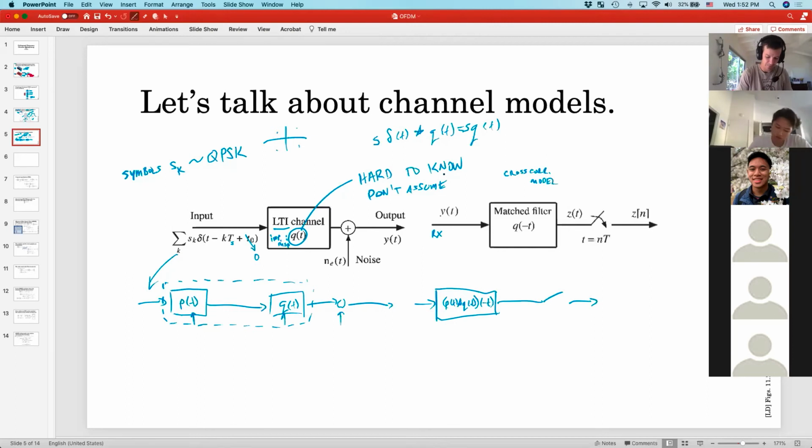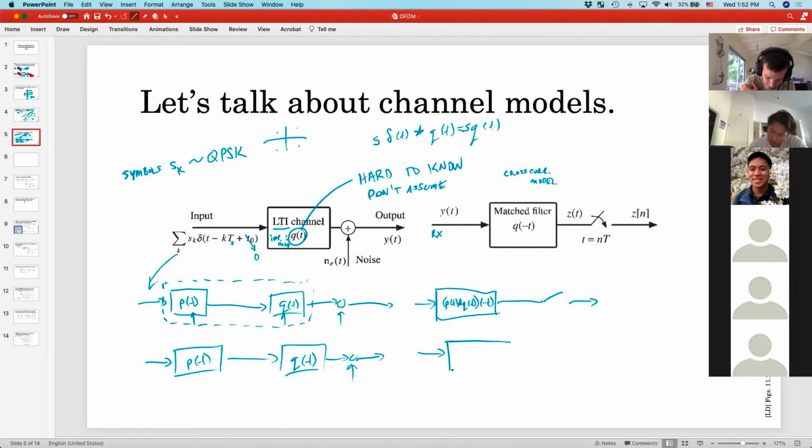Okay, so if we don't know what Q of t is, then I want to adjust this diagram one more time. We're going to keep our pulse shape. We're going to keep our channel effects. We're going to keep the noise. But now, my matched filter, I can't know Q. And so the best I can do is match it to what I know, and then in some sense, cross your fingers and hope that that's enough.